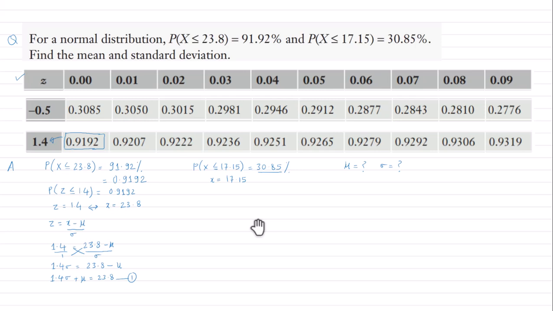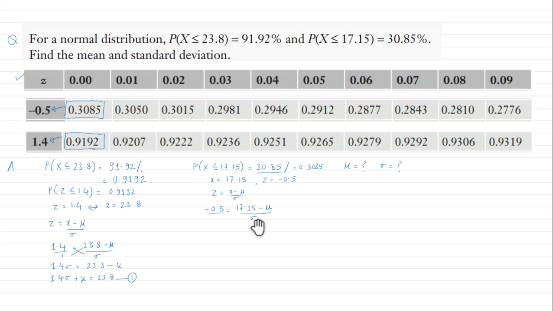So 30.85% is as good as 0.3085. Referring to the table here, it's appearing in this row and column, which means it has a Z value of minus 0.5. So we get Z value as minus 0.5. And now let's use the same formula, Z equals X minus mu over sigma, which means minus 0.5 should be equal to X, which is 17.15 minus mu over sigma.